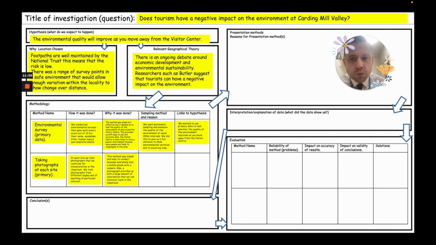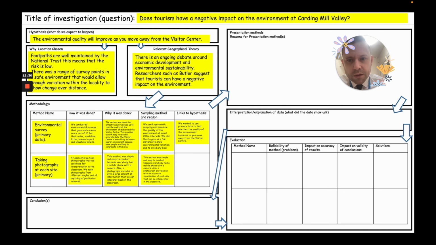Why did we do this? Well, again, it was simple and easy to conduct because everybody, or almost everybody, has got a mobile phone and they have got cameras on the back, haven't they? Some pretty good cameras on mobile phones, digital cameras. Also, a photograph provides us with a large amount of information that we can interpret back in the classroom. A field sketch could have been used, but that's not going to show you anywhere near as much information as a photograph.